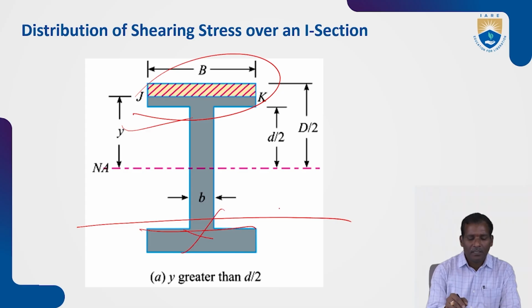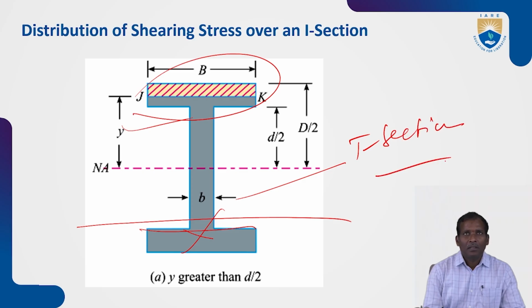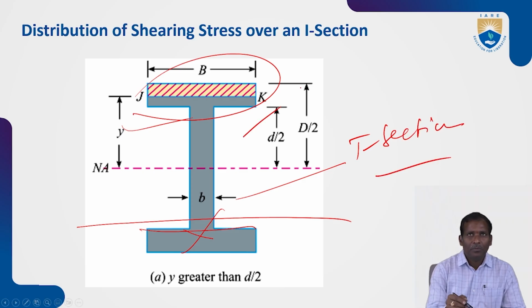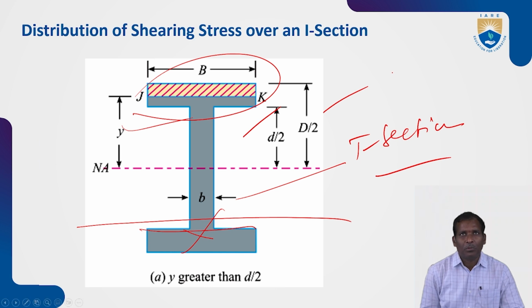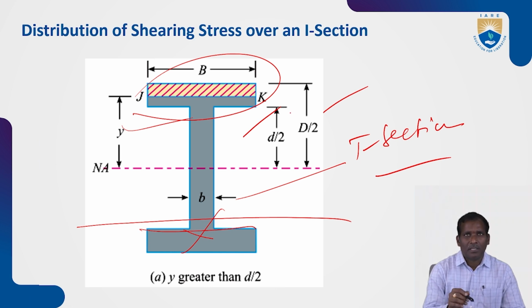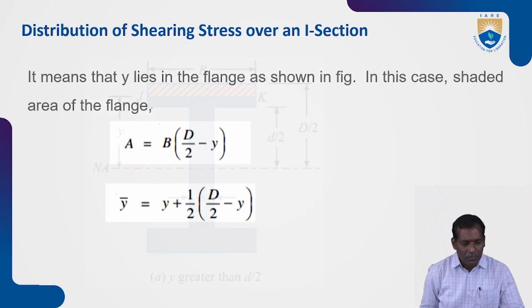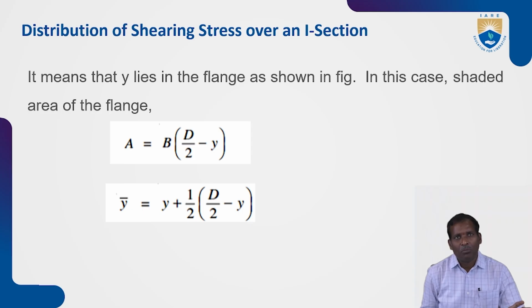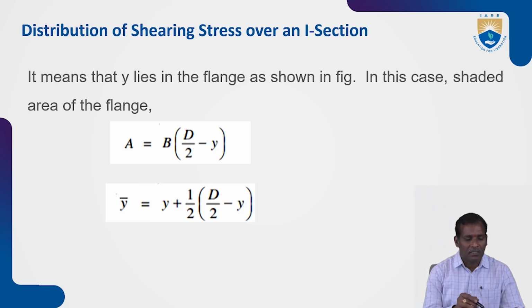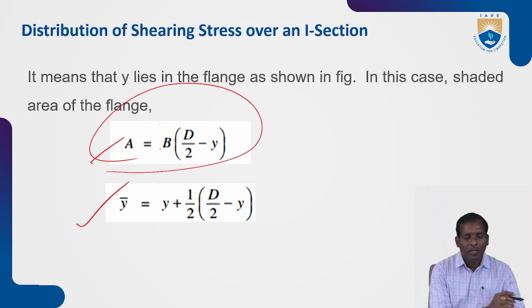Then in the T section, it is not included. See, here d by 2 and capital D by 2 are the distance of the section from its neutral axis. This is y. Now, we need to calculate the center of gravity point from its neutral axis, that is y bar. It means the y lies in the plane as shown in the figure. In this case, the shaded area of the plane, the area is b into d by 2 minus y.